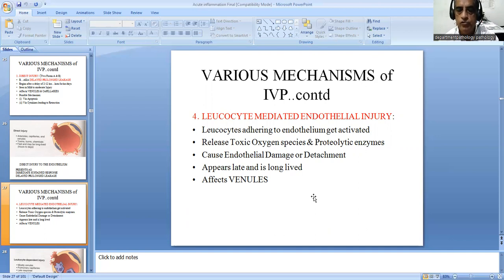So what do these enzymes do? When they are released outside, they cause damage to the surrounding tissues and especially the endothelial cells. So they cause damage to them, and they become detached. This appears once they get activated and release the oxygen species, so it takes a bit of time. So this appears late, but again, the repair will also take some time. So the leakage by this mechanism is long-lived. It affects chiefly the venules. So this leukocyte-mediated endothelial injury appears late, but is longer-lived.